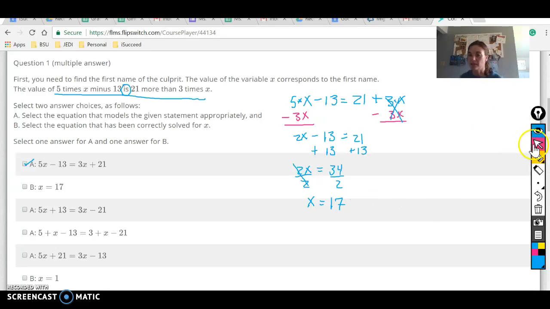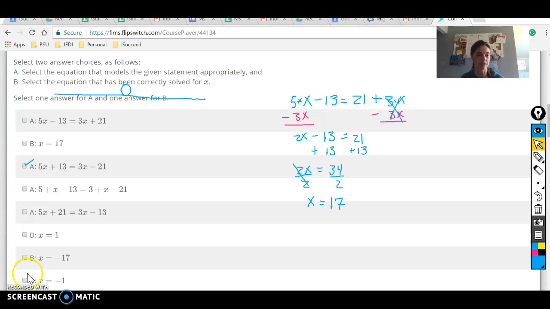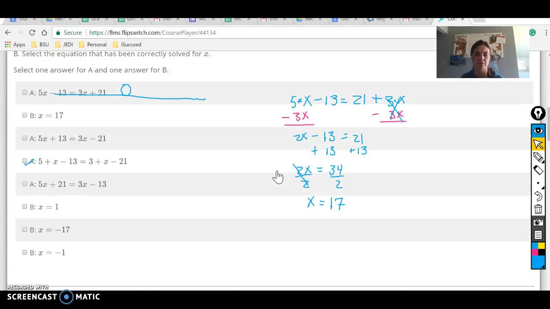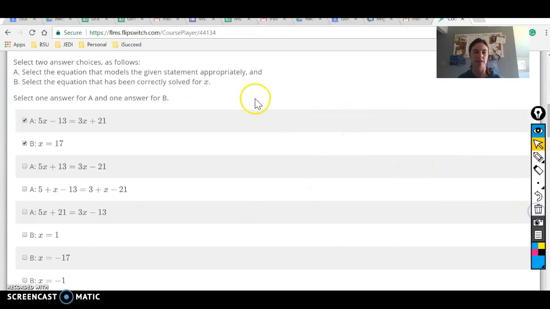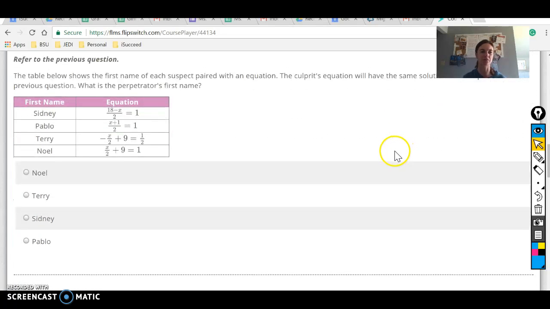So the second potential answer that I needed to select here is right here. X equals 17. I thought that the negative 17 was my only choice. Okay, so those two answers were A and B here: 5x minus 13 equals 3x plus 21, and x equals 17. So hopefully that makes sense. Let's go ahead and move on down to question 2.